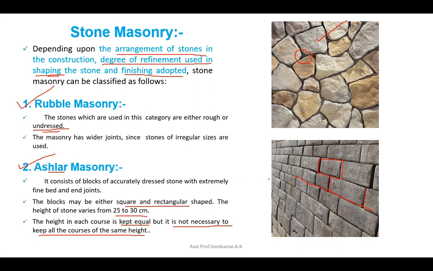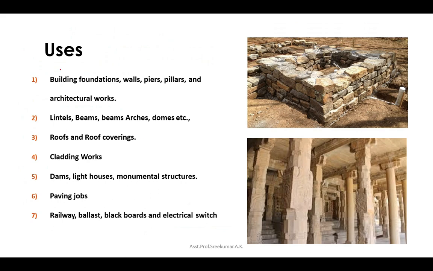So now we will discuss the uses of stone masonry in various parts of the building. First and foremost, as you see in the image, it's used for building foundations. It's also used for building walls, piles, pillars, and other architectural works. It's used for lintels, beams, arches, domes, etc. And used also for roofs, roof coverings, cladding works, paving jobs, etc.